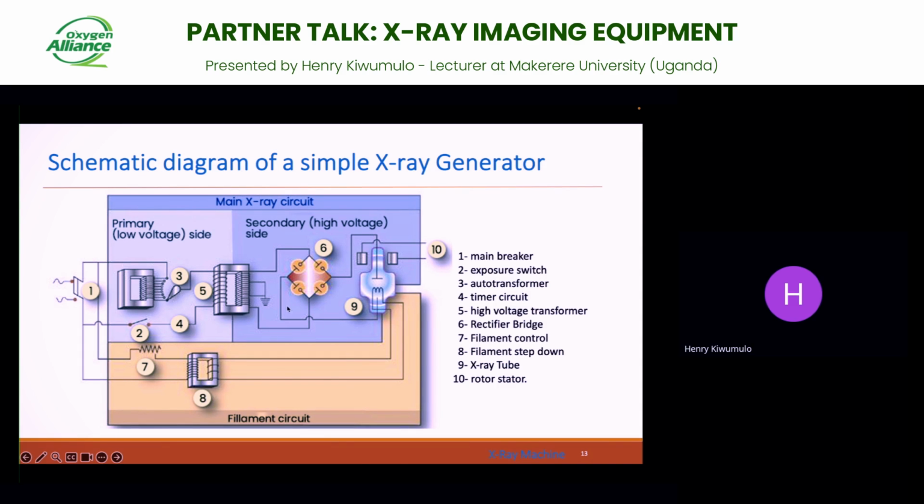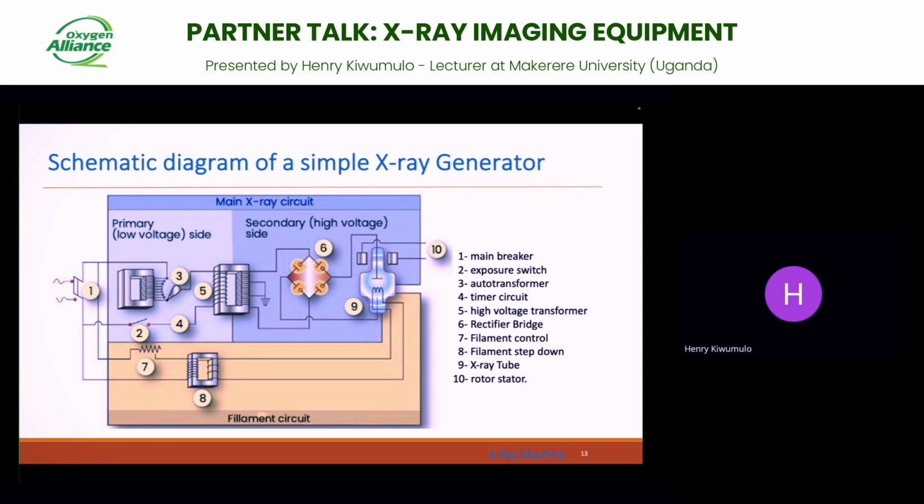But of course, in the general schematic, we have what we call the primary or the low voltage side. And of course, as we've just said, this is just for heating the filament so that it can release the electrons. And then the secondary, which is the high voltage side, is to accelerate these produced electrons from the cathode to the rotating anode so that the X-rays can get generated. So those are the main sections of a simple X-ray generator circuit.